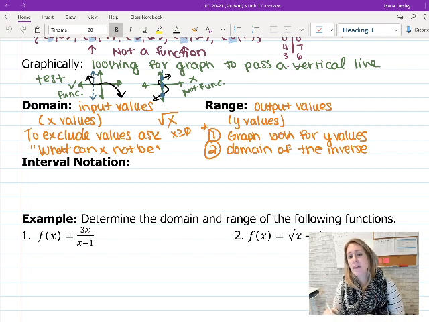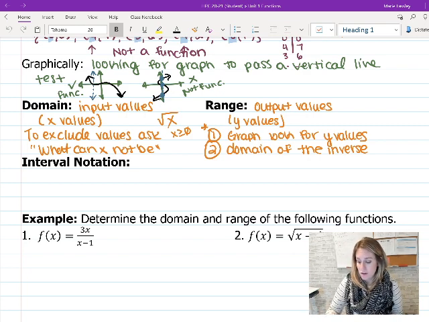If you want to be really extra careful, you can do the second option. We'll talk about it more when we actually get to inverses, but it is one way to figure it out. Okay, so interval notation.